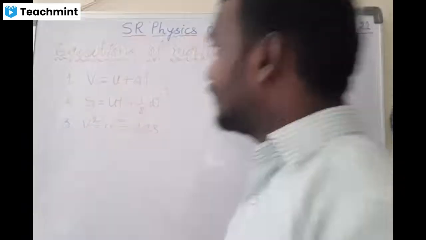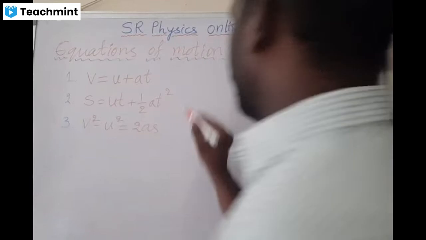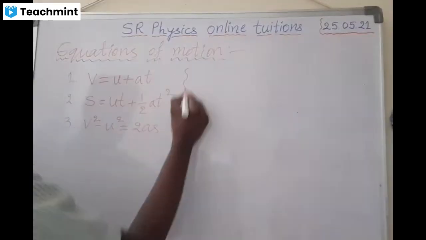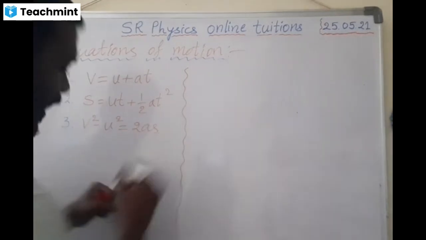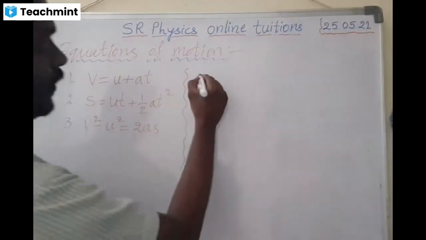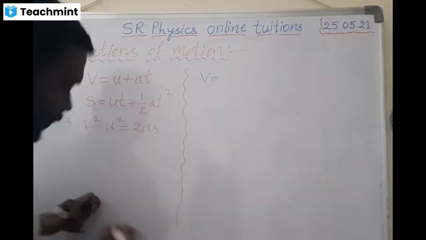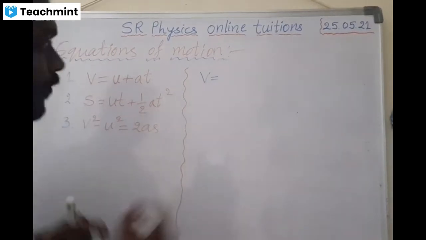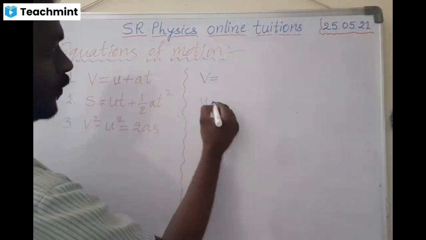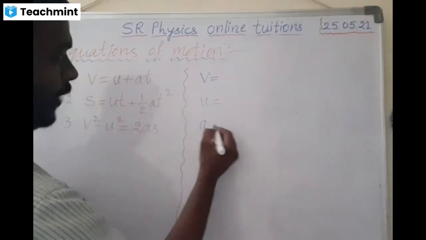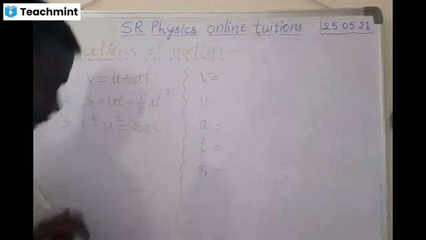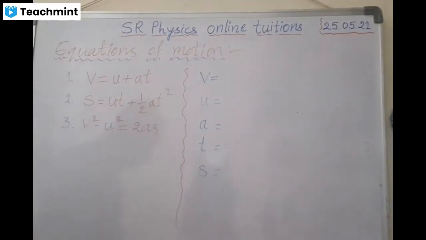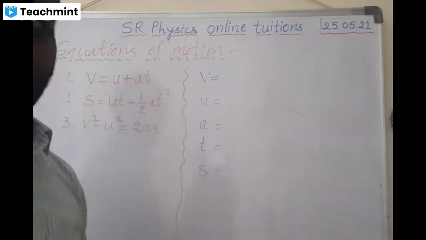So we are taking first V, right? So here let me write the basic terminology of it. V means what, Nana? V, U and A, T and S. So these are all the terms that we need to know, definitely their names.